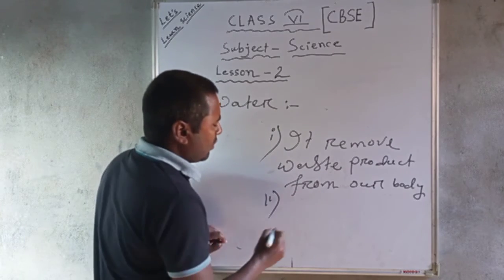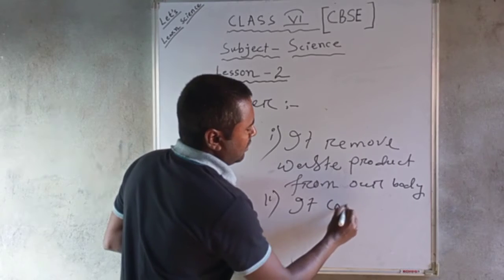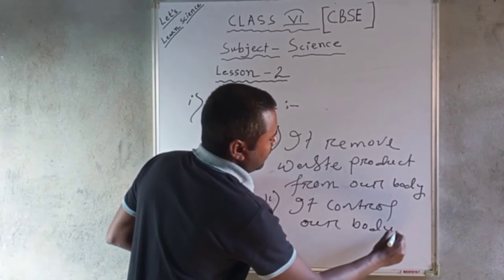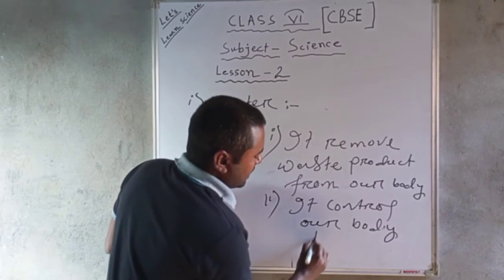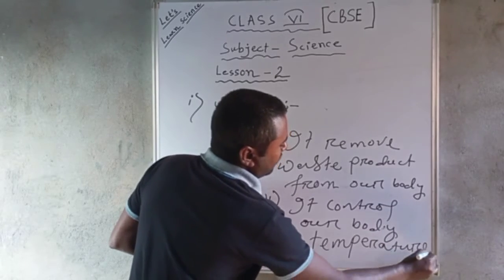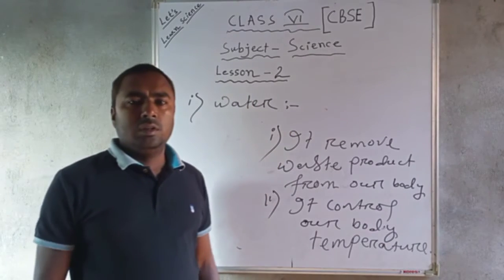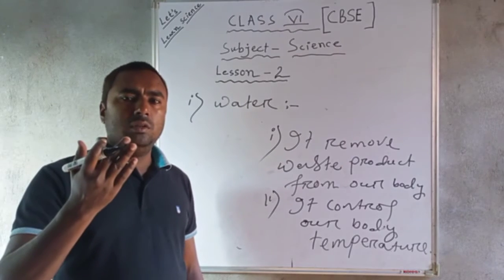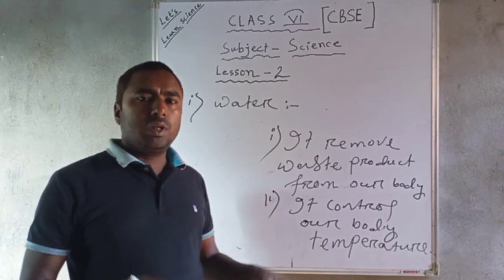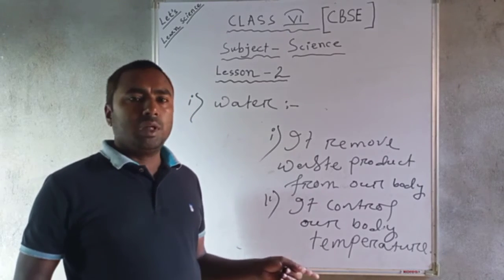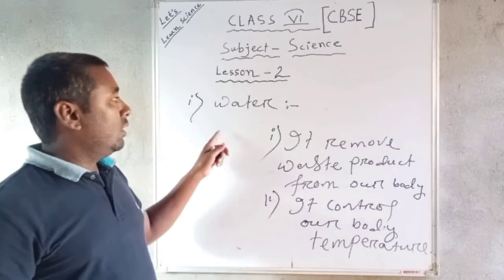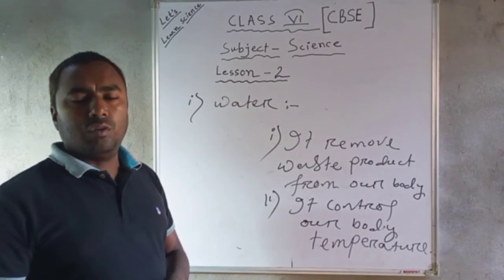Besides this, it also controls our body temperature. If our body temperature is too low, then we cannot survive. If it is too high, then also it is a problematic condition. So an optimum range of our body temperature is needed. That is maintained by water. So did you get it? That's why water is one of the important components of our food.